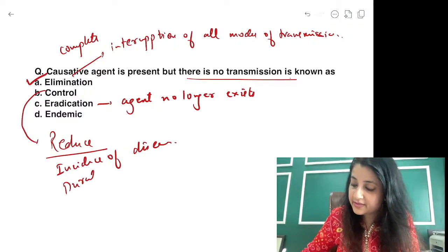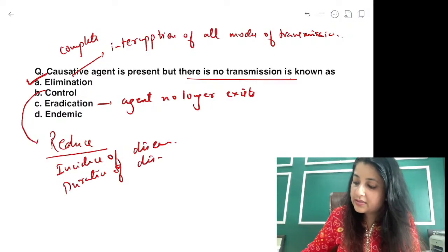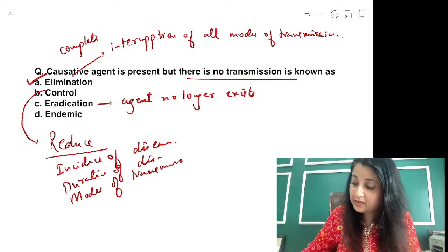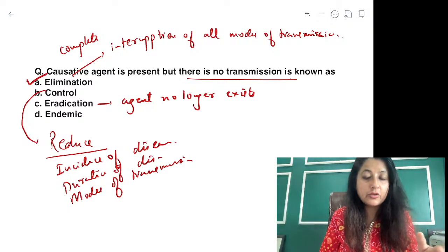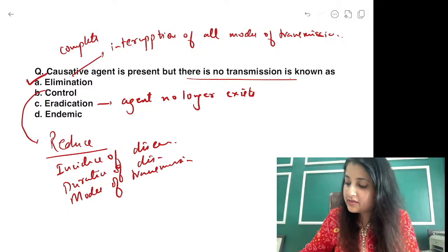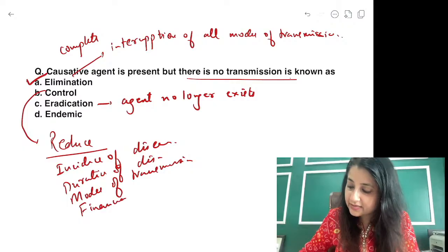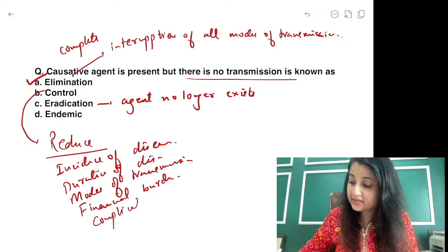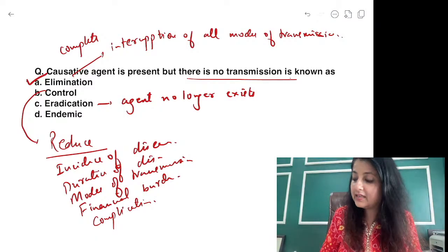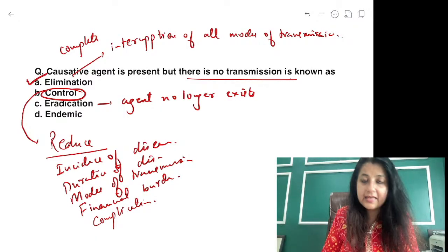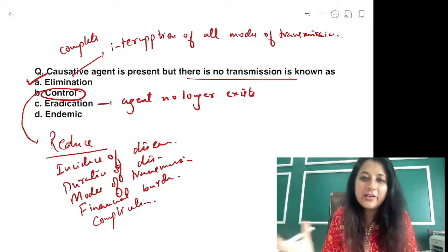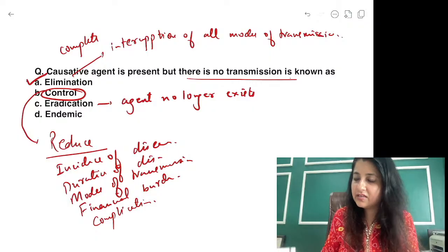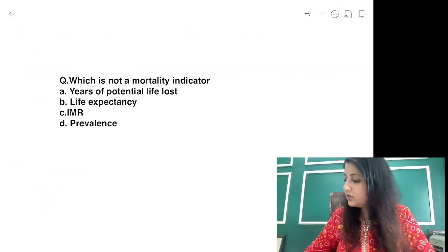Reduce duration of a disease. All right, reduce modes of transmission. If we completely finish all the modes, elimination, but if we reduce it, control. Reduce financial burden due to a disease. Reduce complications due to a disease till the disease is no longer a public health problem. That is control. Okay? Control means reduce, control your unhealthy behaviors. Eliminate means finish off unhealthy behaviors. Okay, which is not a mortality indicator.